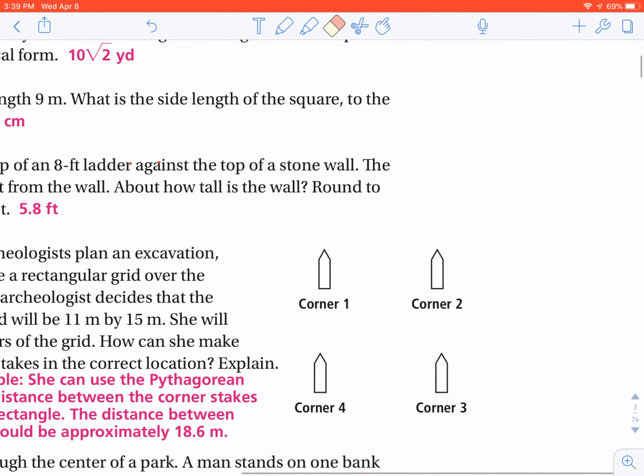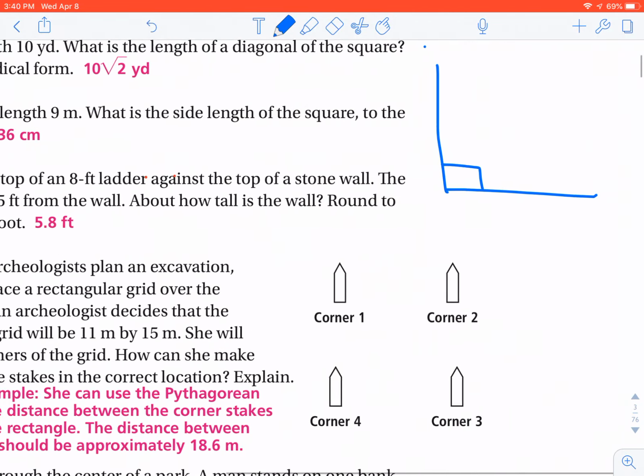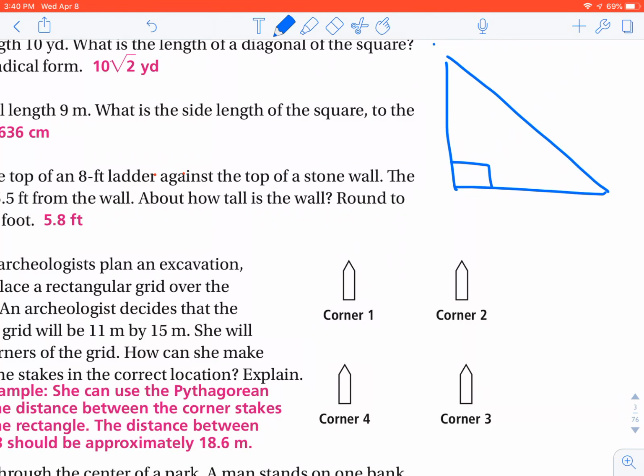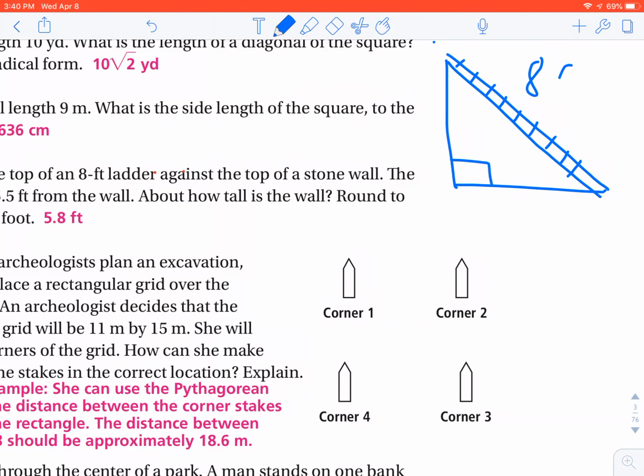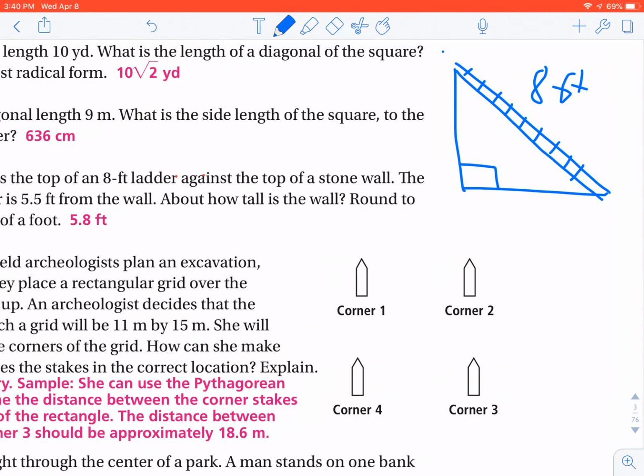Well, again, as I said in the other video, we always assume the wall or a tree or whatever makes a right angle to the ground. Okay? And the ladder here is said to be, what, 8 feet? So 8 feet. The base of the ladder is 5.5 feet from the wall, which would be here. Again, this is obviously not drawn to scale. They're asking for the height of the wall.